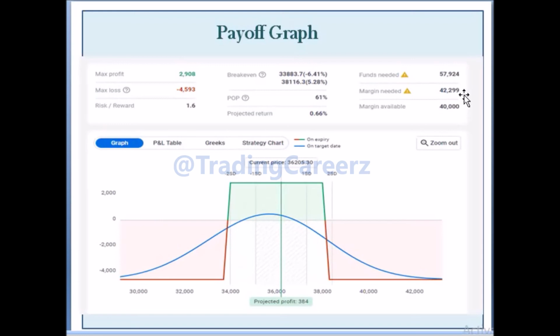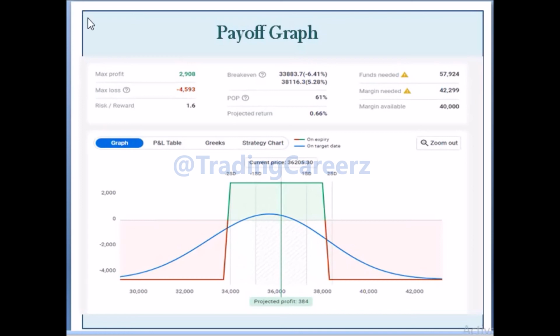And the payoff graph will appear like this. Whenever you deploy this strategy, the fund needed is around 50,000 to 60,000 rupees to execute this strategy, and margin needed to hold is just 42,000 only, right? Maximum profit nearly 3,000, maximum loss 4,000, probability of profit 61%, break even nearly 4,200 points. But your expected returns are only 43,000 into 2%, where nearly 850 comes. Whenever you are getting the 2% returns, you have to exit the strategy.